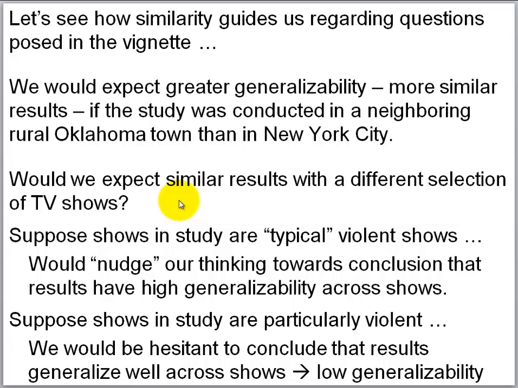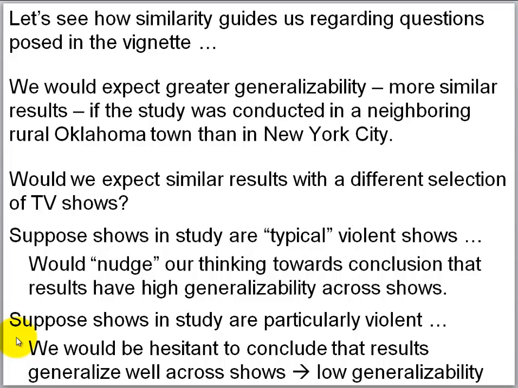The question might come up, would we expect similar results with a different selection of TV shows? Now, we didn't talk about how we selected the given shows for our study. Suppose that the shows that we selected are typical violent shows for the violent TV group. If we got a good, broad, representative, typical selection of violent shows, this might nudge our thinking towards the conclusion that the study results would have high generalizability across a variety of violent TV shows. In other words, that we could pick just about any set of violent TV shows, show them in our study rather than the ones that we actually did show, and that if we showed a different set of shows that we would indeed get quite similar results.